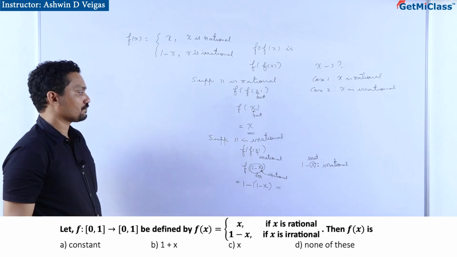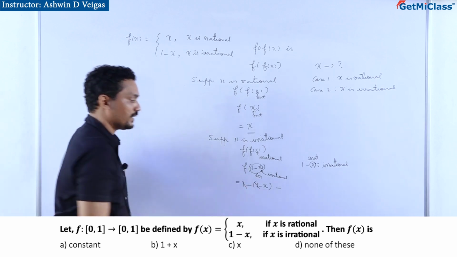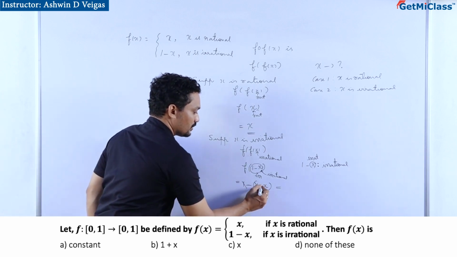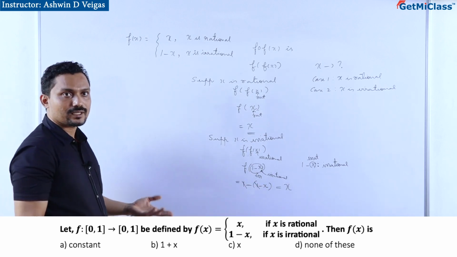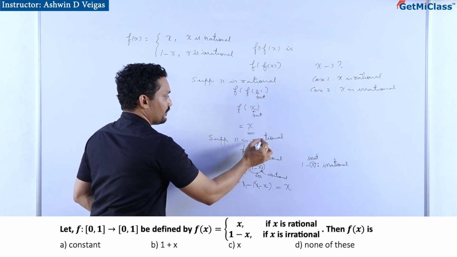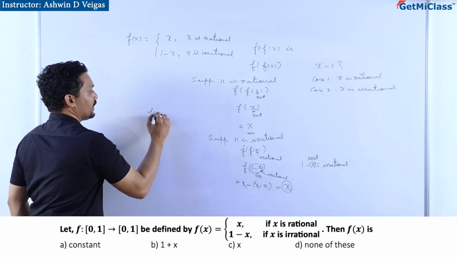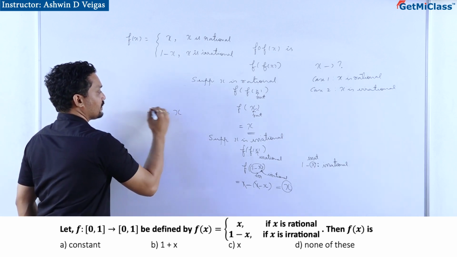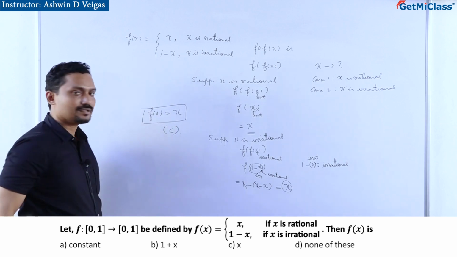Now, what happens is this 1 and minus 1 cancels. So, minus of minus x becomes x, and in both the cases you get the same answer. So, if it is rational also it is x, if it is irrational also it is x. So, in both cases you get f of x is equal to x. Therefore, option C will be the right answer.